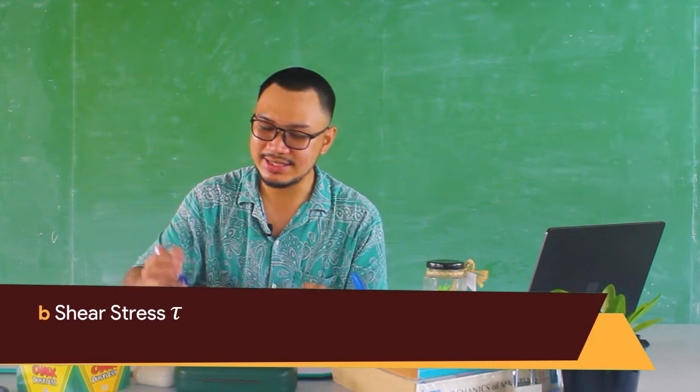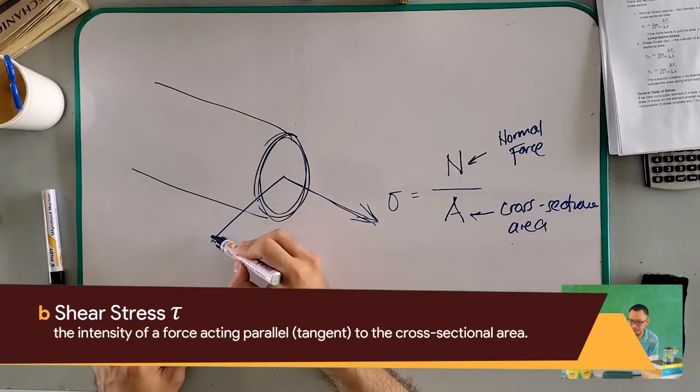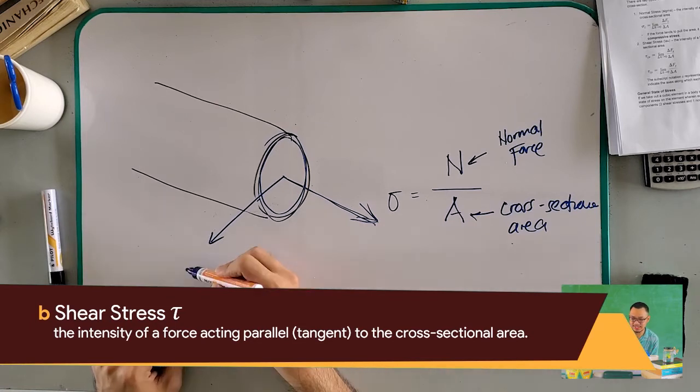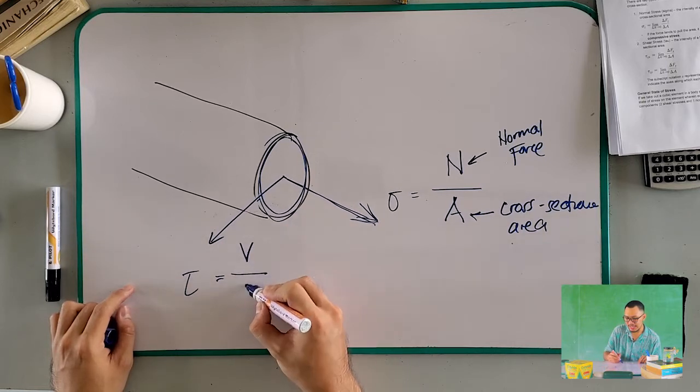On the other hand, for our shear stress, it is, again, the force acting parallel to your cross-sectional area, which is again expressed in tau. And still, parehas gyapon sila og kanang formula sa atong normal stress, but ang nag-differ lang nila kay ang direction sa atong force, which is sa atong shear stress, it has a formula of V over A.